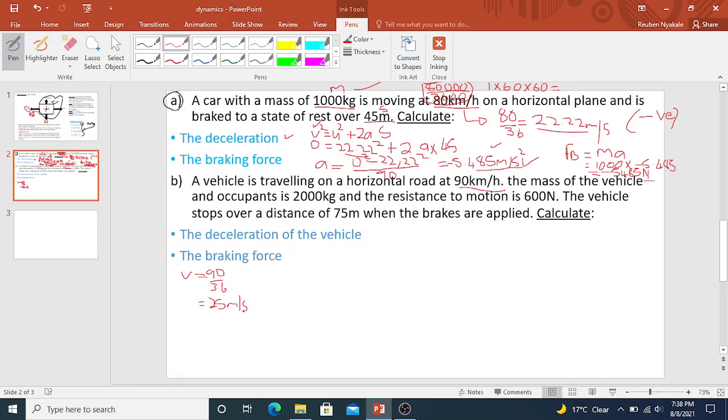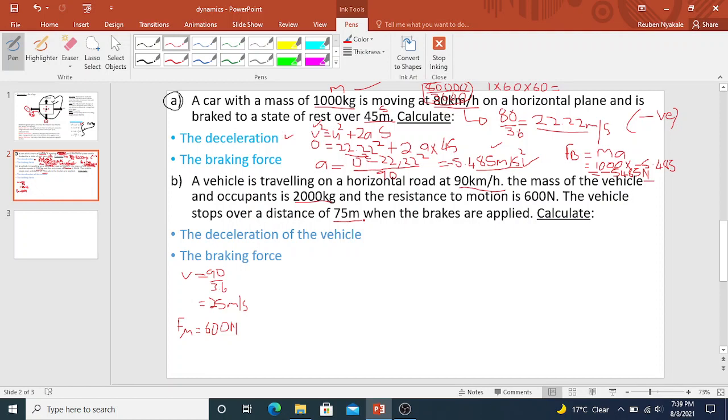Right, we are sorted with that one. Then we are given the mass as well. The mass is 2000 kg. This time we are given the frictional force. Our frictional force is 600 newtons. And what else? Oh, we are given the displacement as well. S is 75 when the brakes are applied. Now we are told that there's a braking force that was applied. Now they want us to calculate the deacceleration.